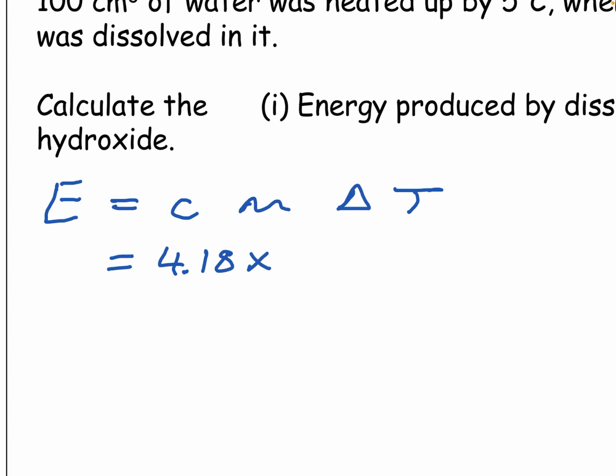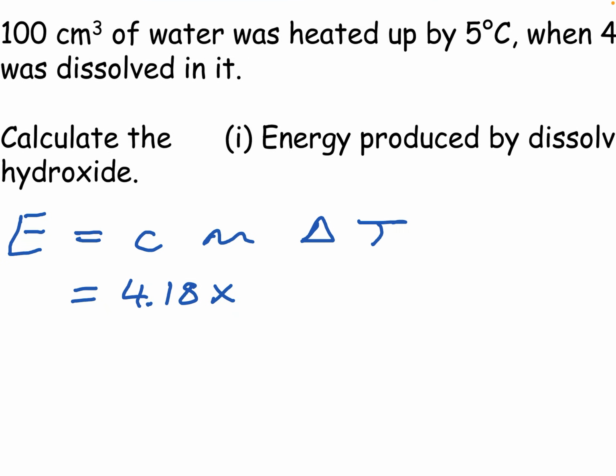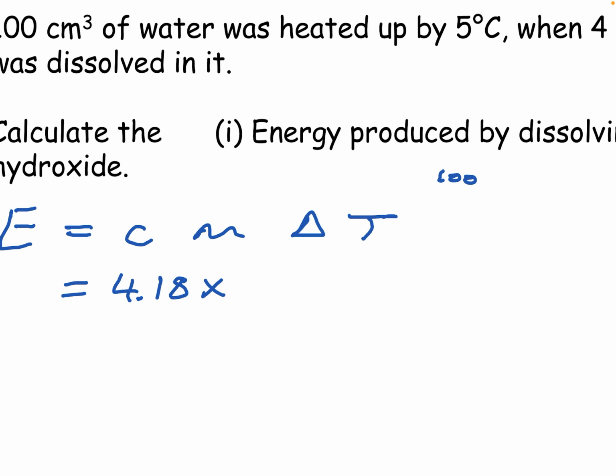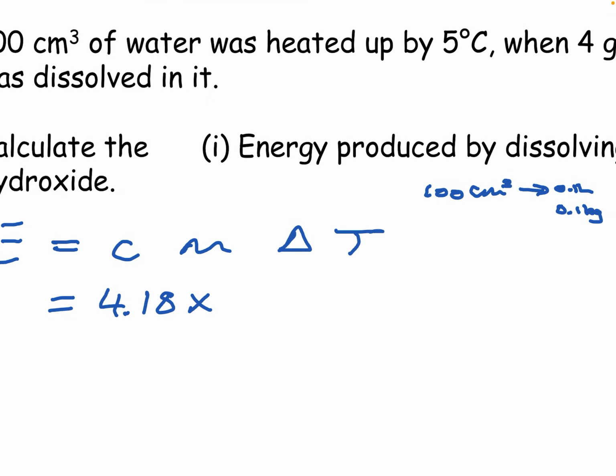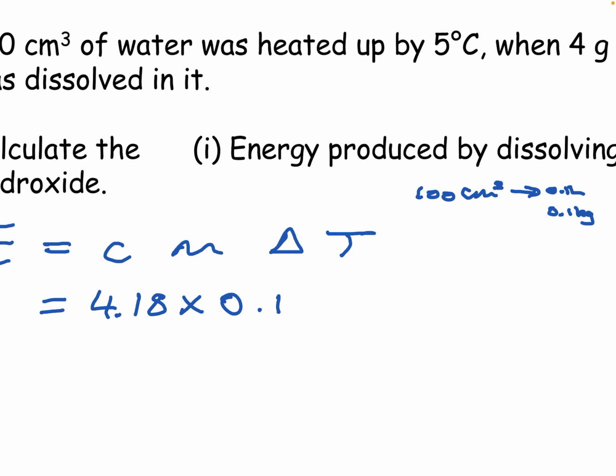Our mass, 100 centimetres cubed. Remember that changes to 0.1 litres, and then that changes to 0.1 kilograms. So this is times 0.1. The mass of water is going to be 0.1. And the temperature change was 5 degrees. And when I put this into the calculator, that is going to be 2.09 kilojoules.